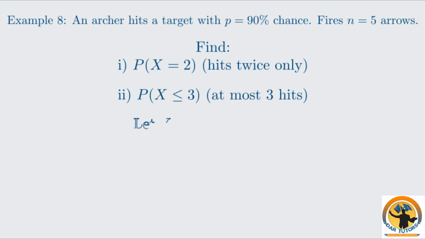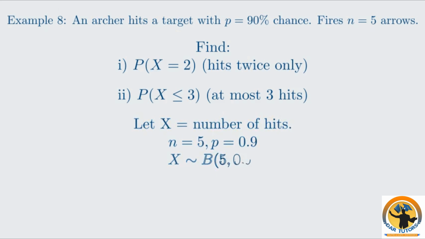First, we identify our parameters. The number of trials, n, is 5. The probability of success, p, is 0.9. Let X be the number of hits. So X is distributed as B(5, 0.9).